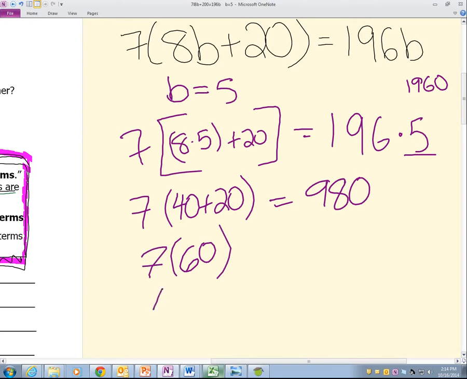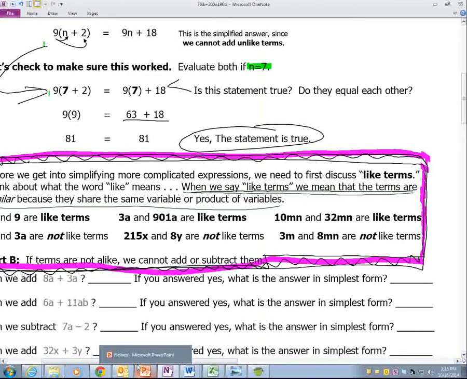7 times 60 is 420. Is 420 equal to 980? No, so we did something wrong. That's how we just did this, and I just took an example from one of the students' homework last night in this class that they got wrong, and I wanted to prove why that is.